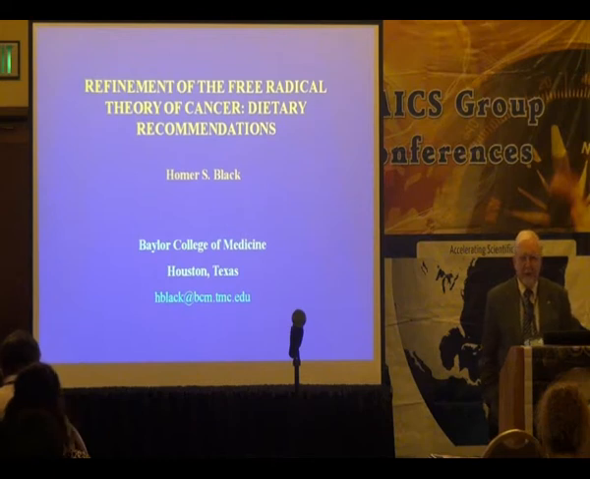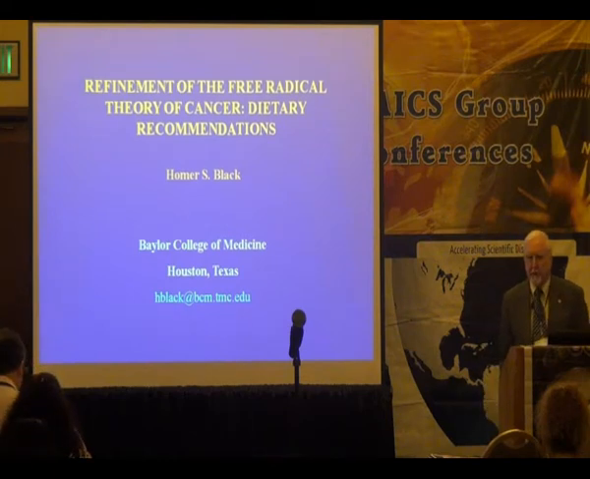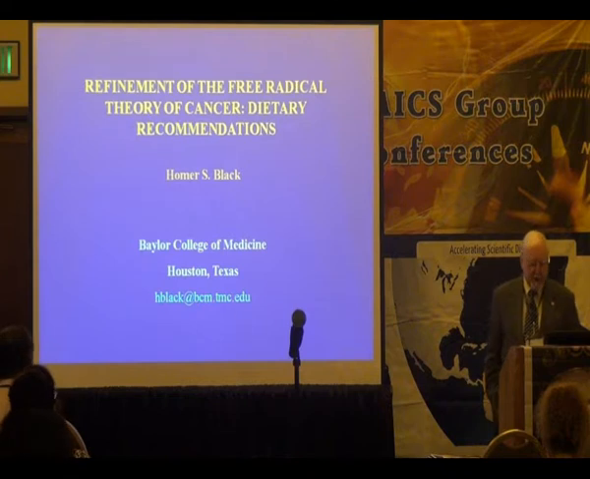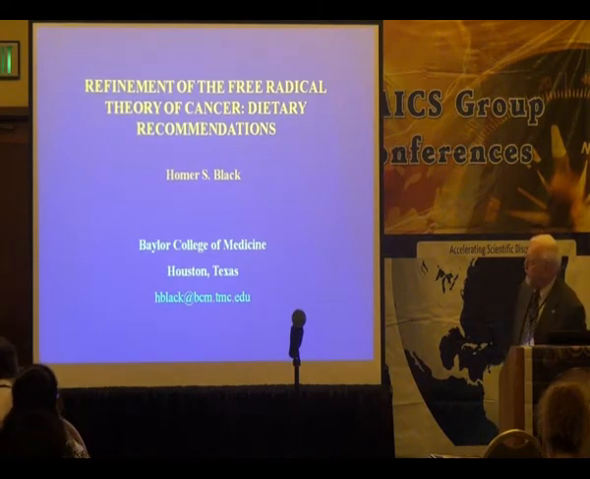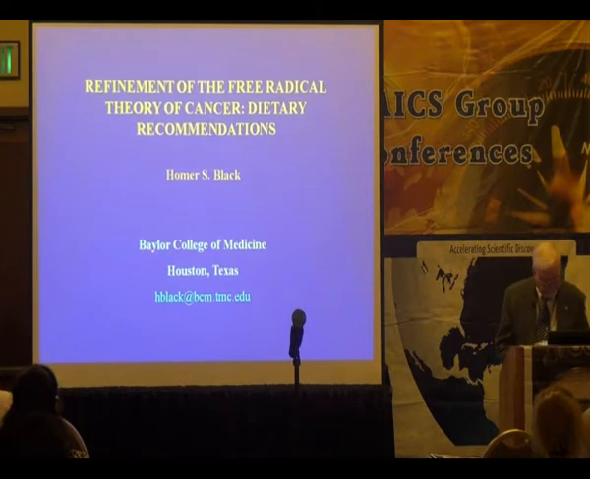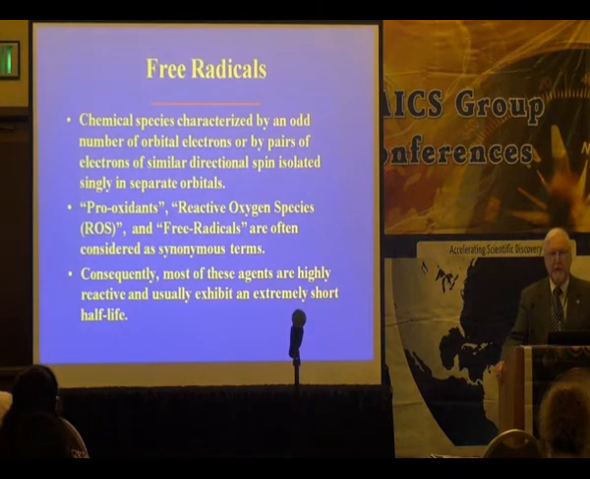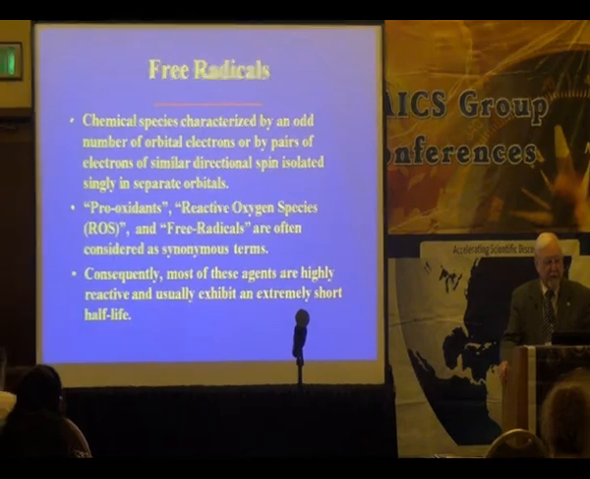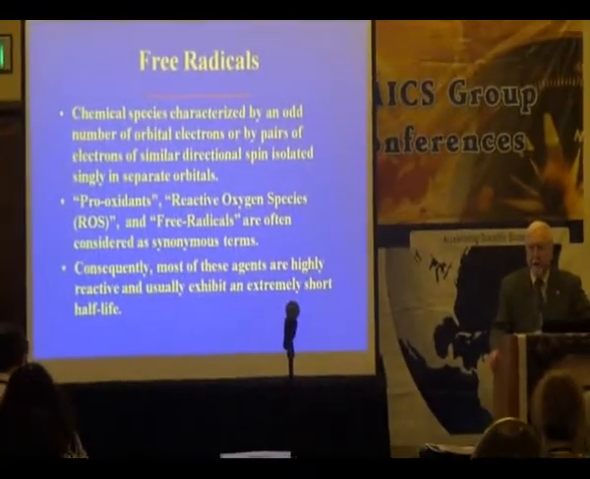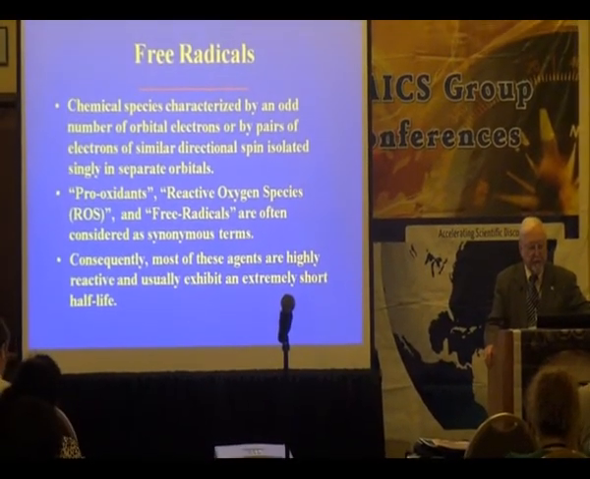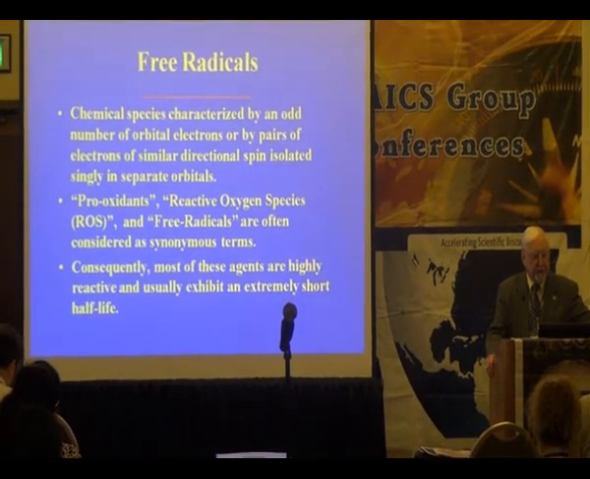In the early 60s, Denham Harmon at the University of Nebraska began to formulate a theory of free radical disease, with particular emphasis on cancer and aging. Now, free radicals are chemical species characterized by an odd number of orbital electrons, or by pairs of electrons of similar directional spin isolated singly in separate orbitals.